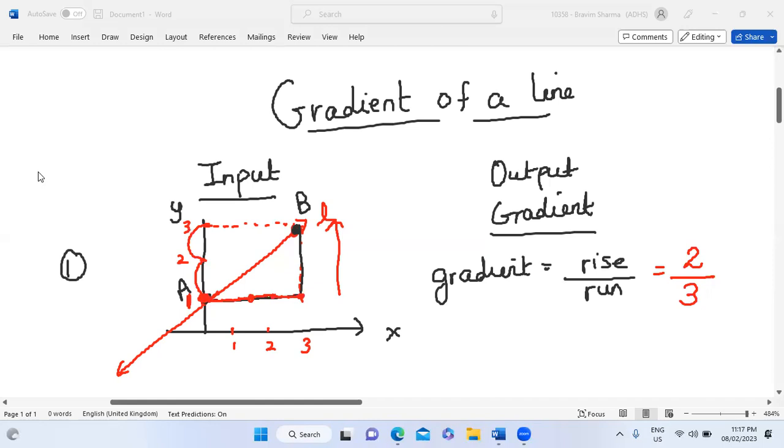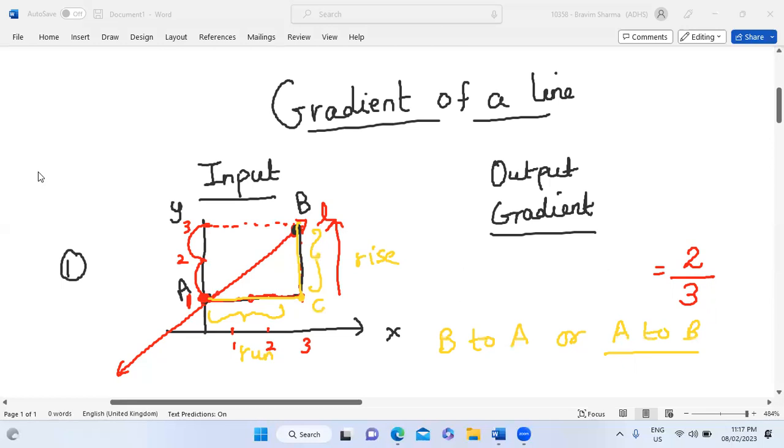So I am moving from A to B. I can highlight it this way. We are following this path: A to this point, let's say this is C, and then C to B. This part is known as the rise, and this part is known as the run. Always remember, if you find the gradient from B to A or A to B, it will always be the same. So this is the first way to find out the gradient. Here we got the gradient as 2 over 3.